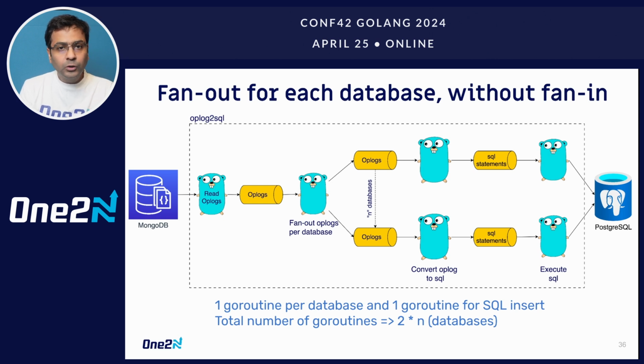So we'll have one Go routine per database and we'll have one Go routine per SQL insert or update or whatever. The total number of Go routines that we'll end up having is 2n, plus obviously the two Go routines that we have, one for reading the op log and one for orchestrating the fan out. But basically, if we have n databases, we're typically going to have twice the number of Go routines.